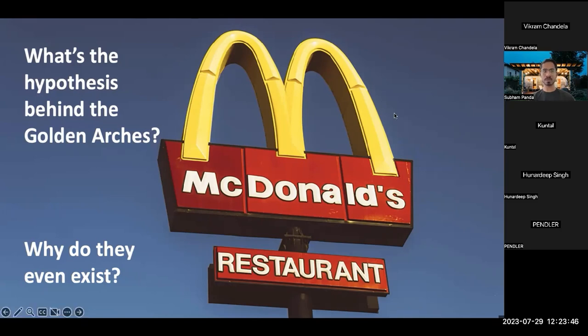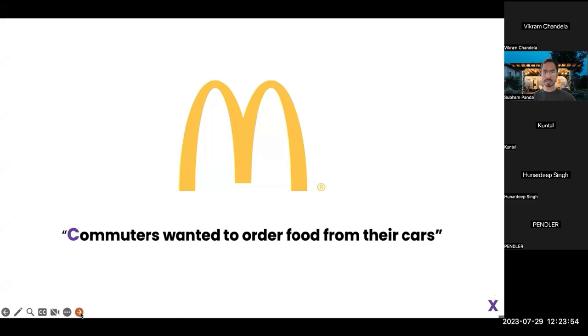It sort of resembles French fries in a way. And in McDonald's language, this was their initial hypothesis: commuters wanted to order food from their cars, as simple as that. And they were attracting those car drivers through these golden arches beside the highway.